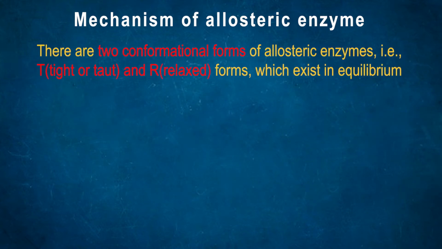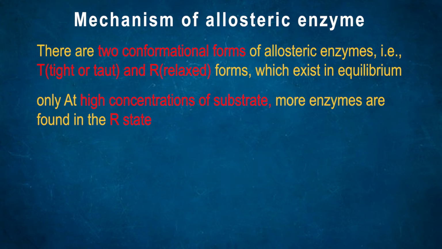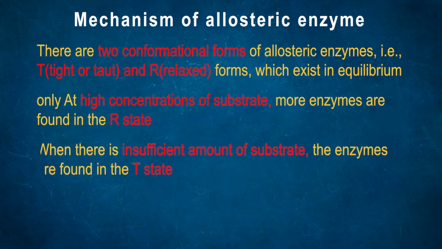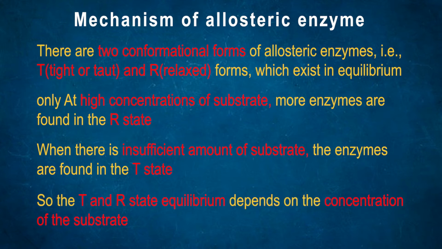There are two conformational forms of allosteric enzyme, that is the tight, capital T or taut, and the relaxed, capital R forms, which exist in equilibrium. Only at high concentrations of substrate are more enzymes found in the R state. When there is an insufficient amount of substrate, the enzymes are found in the T state. So, the T and R state equilibrium depends on the concentration of the substrate as well as the modulator itself.